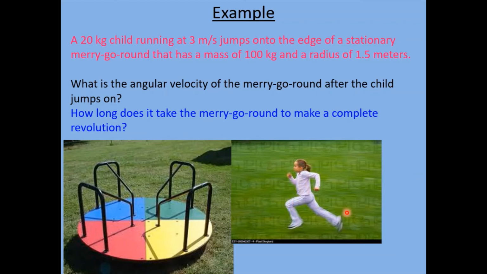The kid is running in a straight line, she's going to jump right on the edge here. And you can kind of guess what's going to happen. This thing's going to start to turn, right? So what is the angular velocity of the merry-go-round after the child jumps on? And how long does it take the merry-go-round to make a complete revolution?